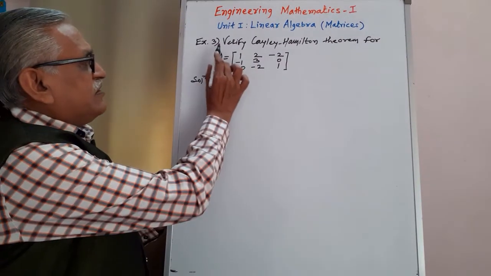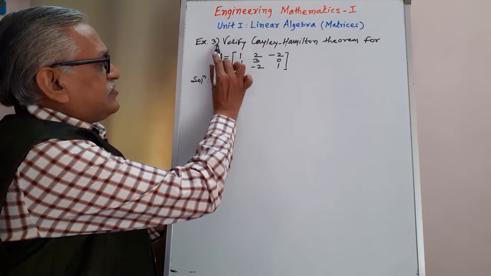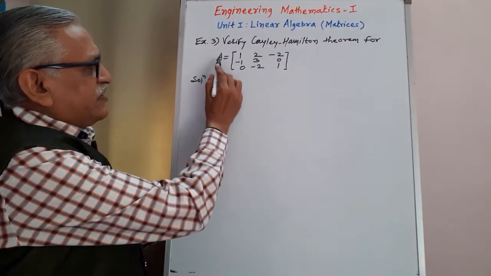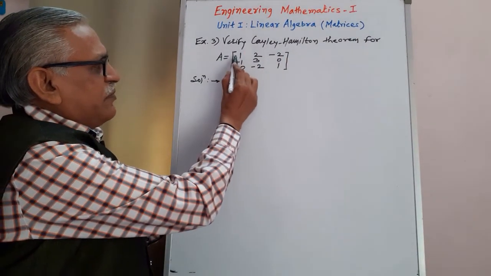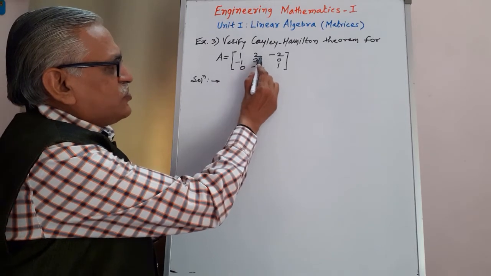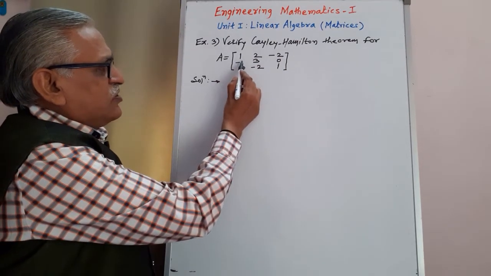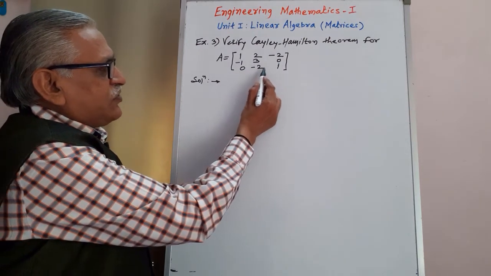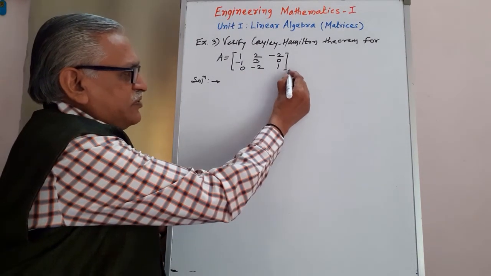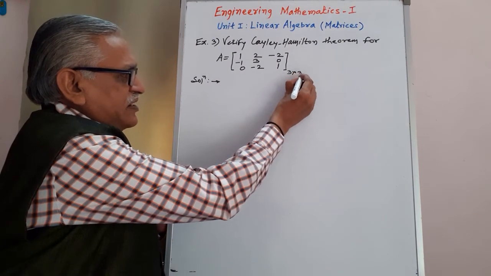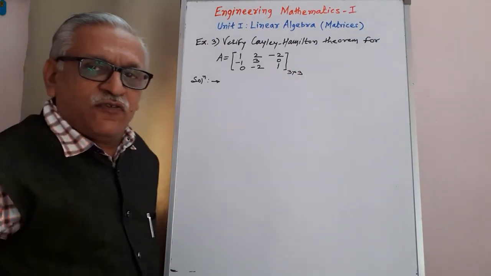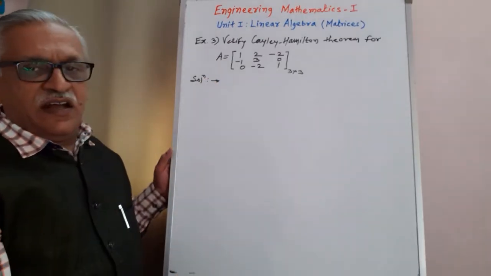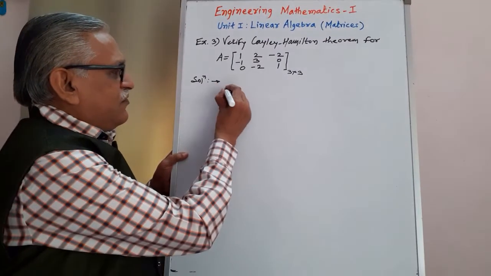One more example. Example number 3. Verify Cayley-Hamilton theorem for matrix A equals, elements of that matrix are 1, 2, minus 2. Second row, minus 1, 3, 0. Third row, 0, minus 2 and 1. The order of this matrix is 3 by 3 square matrix. And therefore, to verify that Cayley-Hamilton theorem, we apply the procedure of the technique.